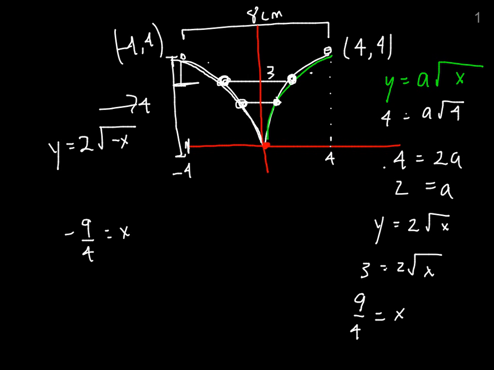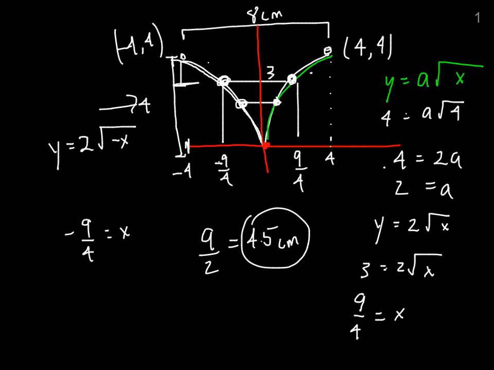So if this is negative 9 over 4, and this is 9 over 4, then the distance between them is 9 halves, which is 4.5 centimeters. So the distance between the two points on the longer line is 4.5 centimeters.